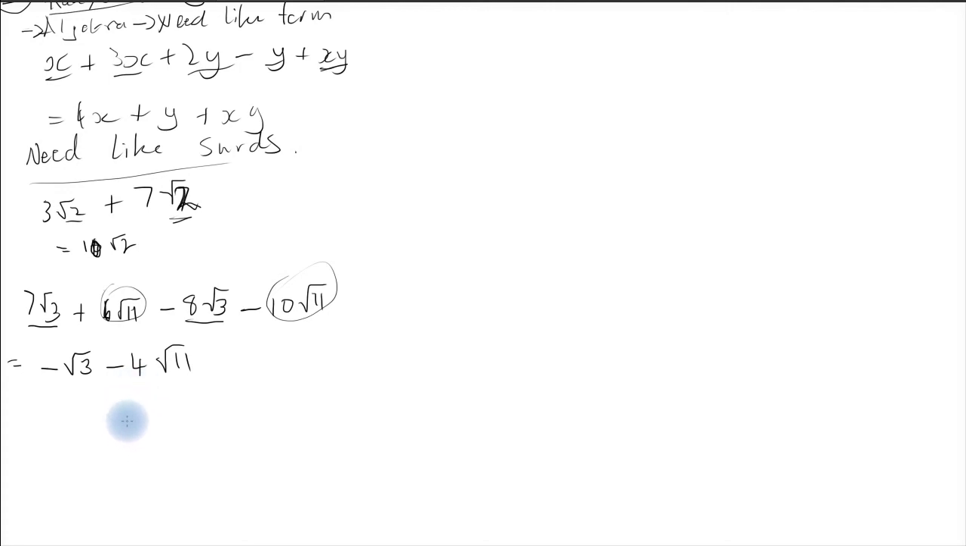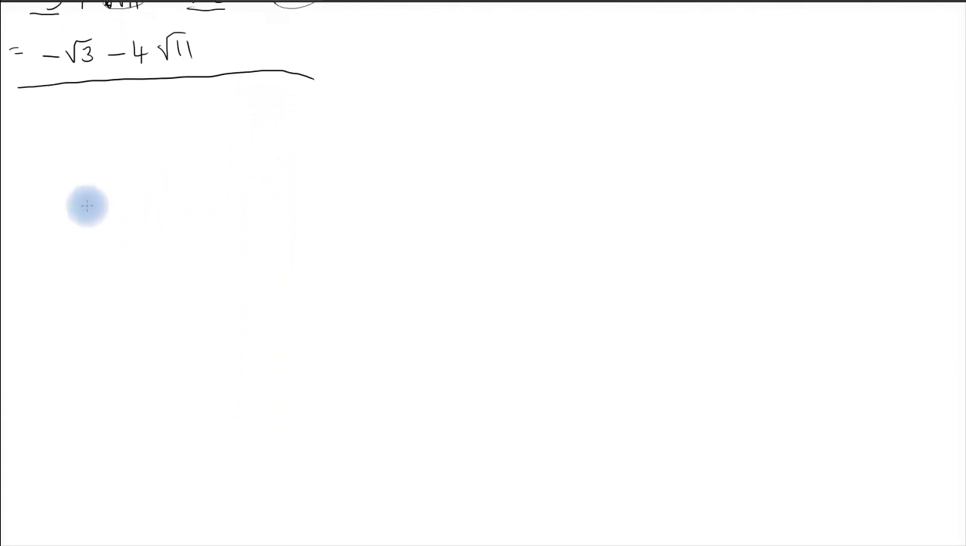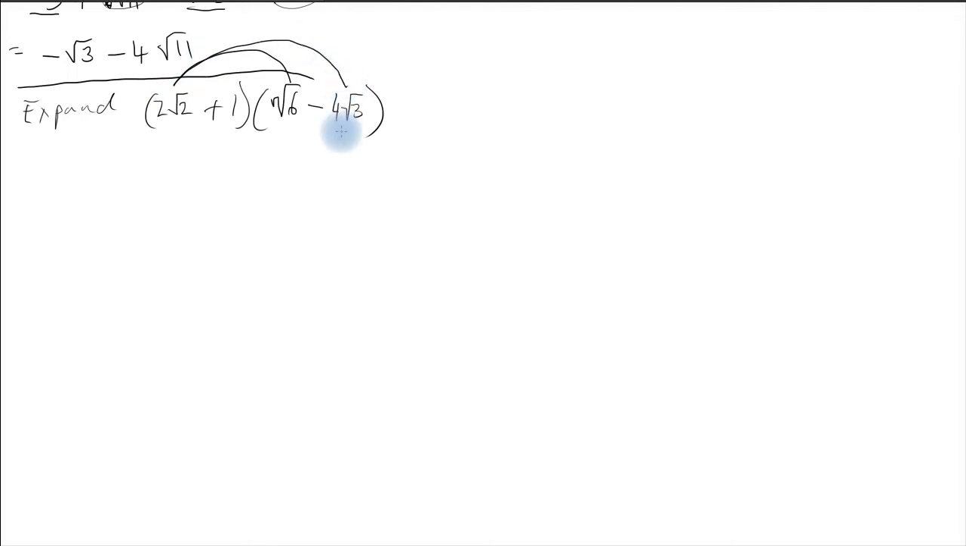Okay, let's do one example now where we're combining our knowledge from adding and subtracting with our knowledge of multiplying. So let's have a question where it says expand the following: 2 root 2 plus 1 multiplied with root 6 minus 4 root 3. We know the way we need to do this is to multiply everything in this bracket by everything in this set of brackets. So we're going to do 2 root 2 times root 6, and 2 root 2 times minus 4 root 3, and then 1 by root 6, and 1 by minus 4 root 3.